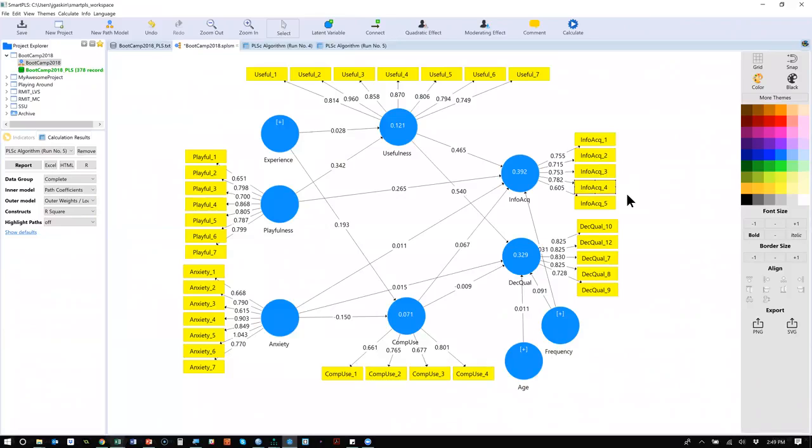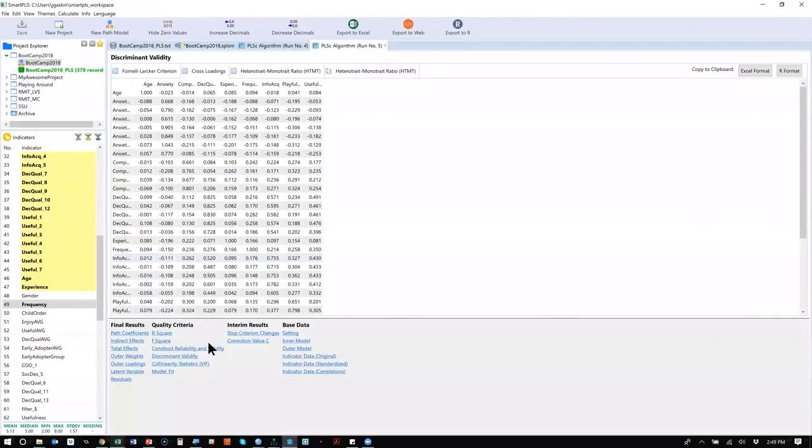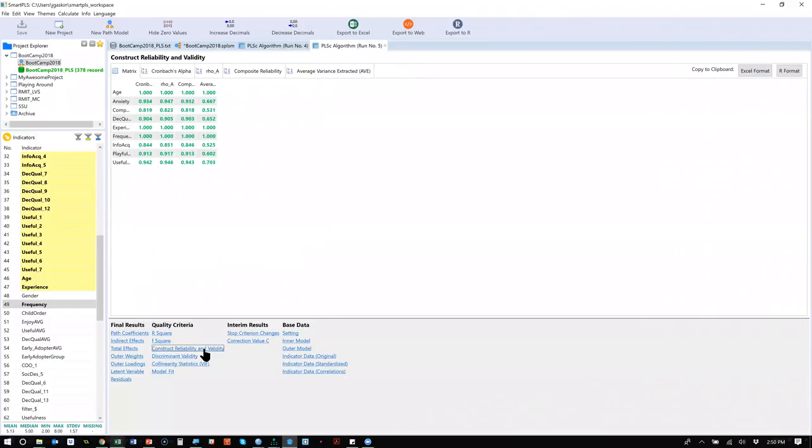So that's discriminant validity. Convergent validity, if we go to the output, we can look at construct reliability and validity right here. It's this link above discriminant validity. And it gives you the Cronbach's alpha and the composite reliability and the average variance extracted, AVE. So my Cronbach's alphas are all green, meaning good. My composite reliability, all green, all good. It should be above 0.7. AVE is all above 0.5, all good.